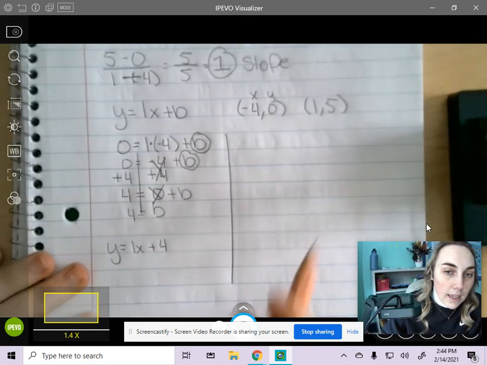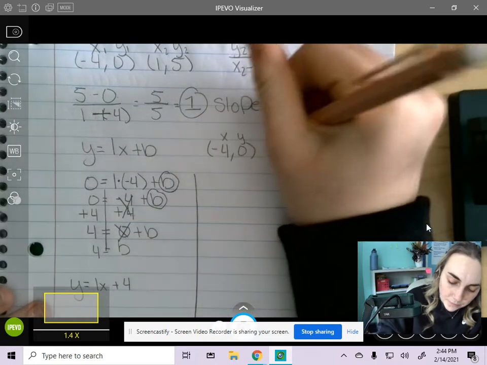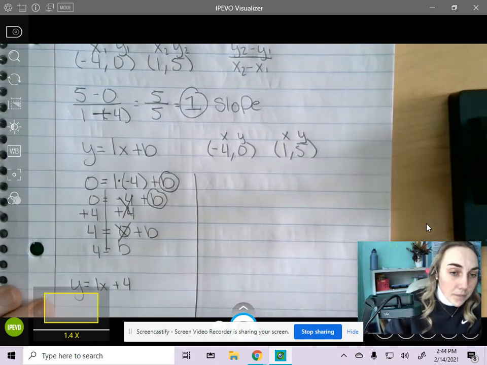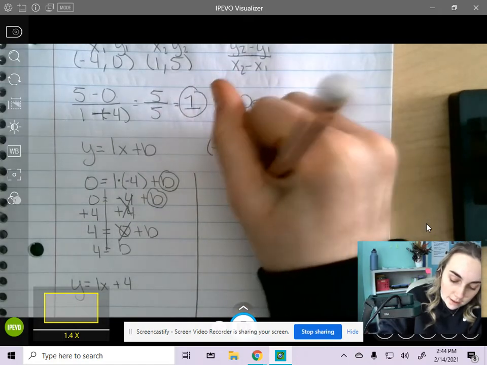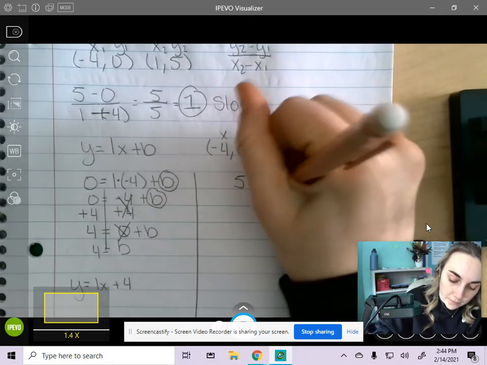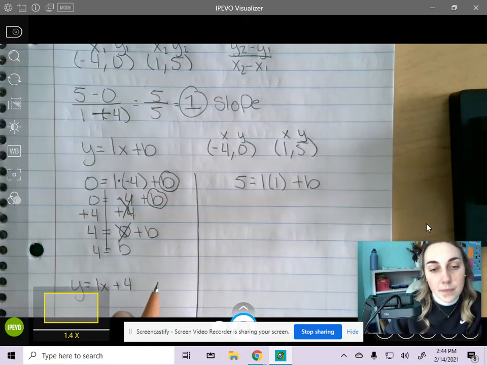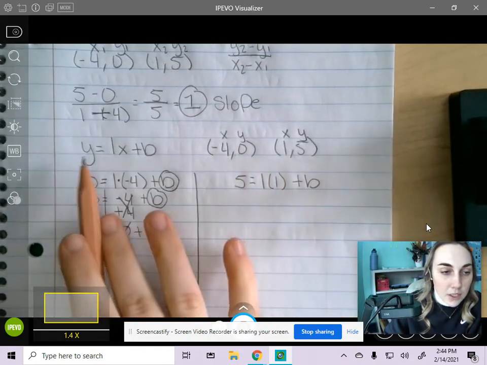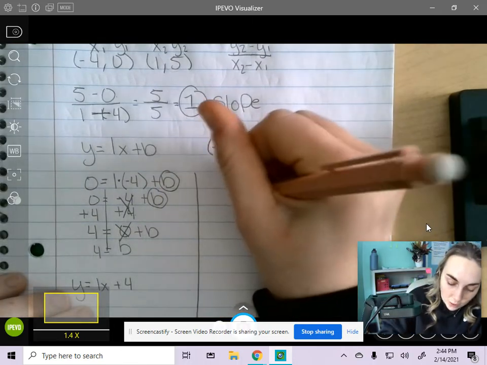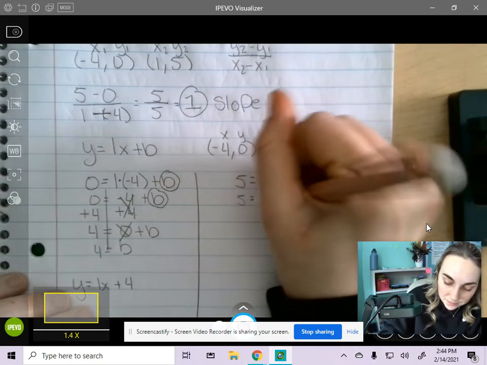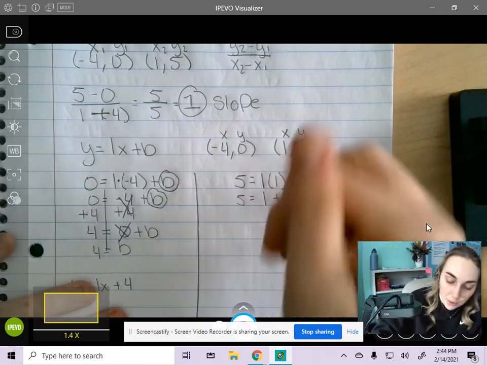So there you go. Now, what if I wanted to put this ordered pair in? Well, guys, you're going to get the same answer. So y is 5, x is 1, and then we're going to have plus b. Okay, so I substitute those into the equation. So first step, we're going to multiply these two. 1 times 1 is 1. And now I can do a one-step equation.